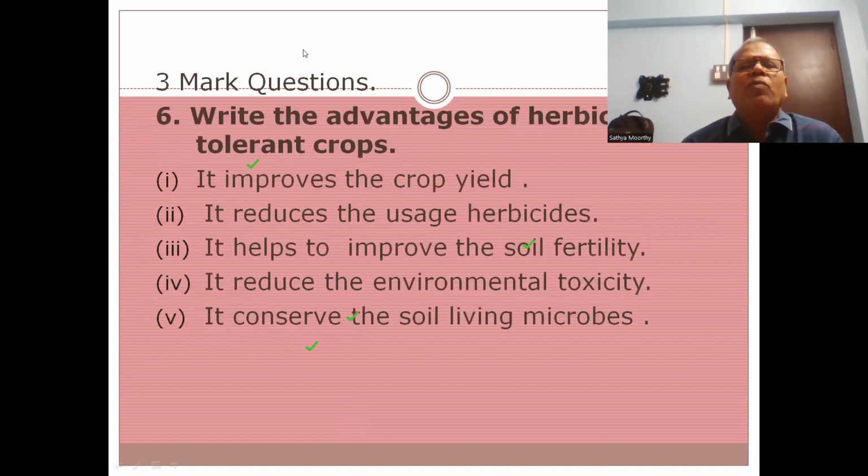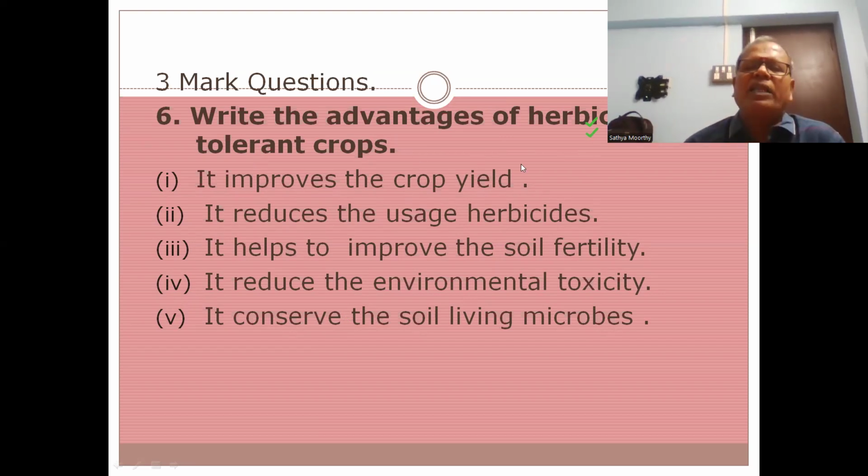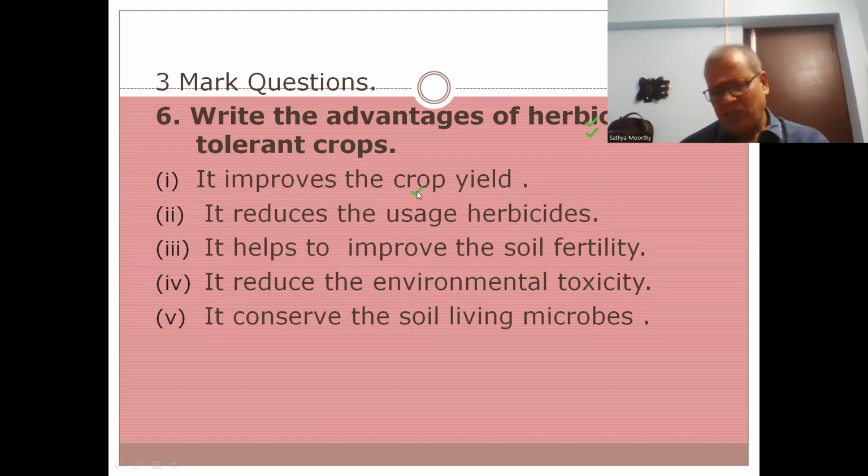Next question for you. What are the advantages of herbicide-tolerant crops? The chemicals used to kill herbs are called herbicides, also known as weedicides. The advantage of herbicide-tolerant crops is that the plant has the ability to withstand the herbicide used in the field. These crops improve the crop yield because they are tolerant to herbicides, so no harm comes to the host from the herbicides.